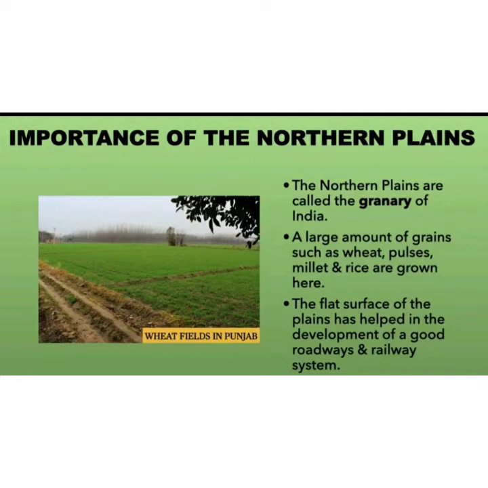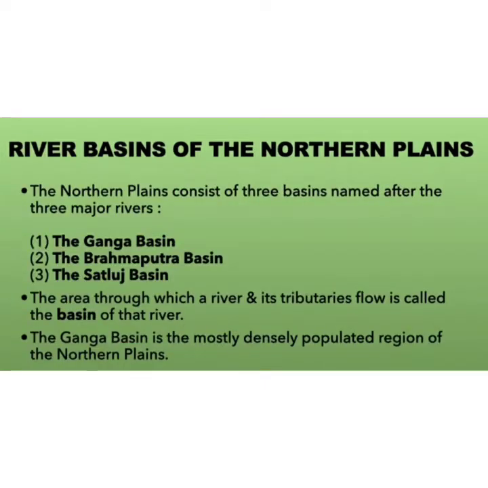The flat surface of the plains has helped in the development of good roadways and railway systems. The northern plains consist of three basins named after the three major rivers: the Ganga basin, the Brahmaputra basin, and the Satluj basin. The area through which a river and its tributaries flow is called the basin of that river. The Ganga basin is the most densely populated region of the northern plains.